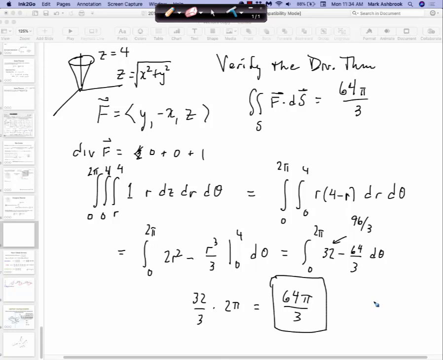That's kind of what we did, right? We did it before, just the flux of the closed surface. Then we did it using the triple integral of the divergence. Using the divergence theorem to find, say, the flux out of a closed surface.